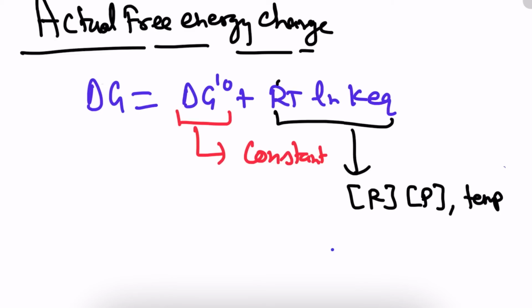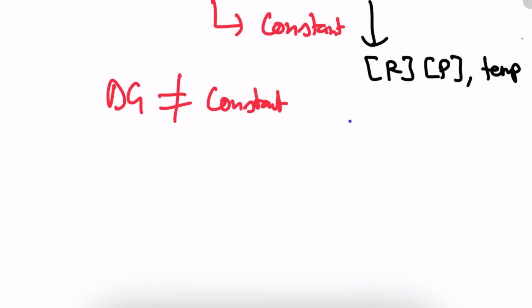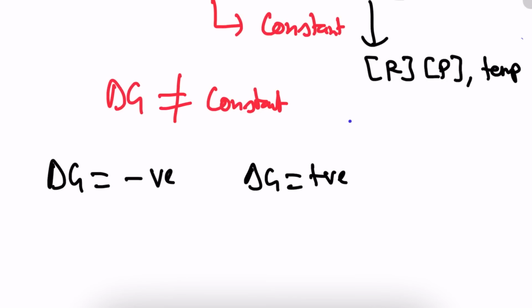Now keep in mind this value delta G, the actual free energy change, is not going to be constant. This is going to vary, and hopefully you remember, if the value of delta G is negative, in that situation the reaction is spontaneous. If the value of delta G is positive, the reaction is non-spontaneous, and if the value of delta G is equal to 0, the reaction is at equilibrium.